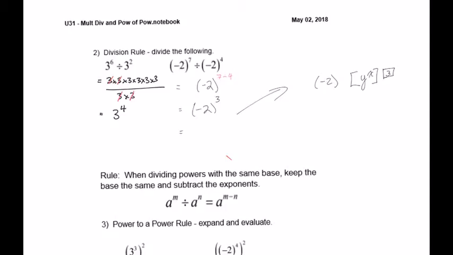And you're going to get, as your final answer, negative 8. So the rule for dividing powers with the same base is keep the base and then simply subtract the exponents and then evaluate. Now let's take a look at the power of a power rule.